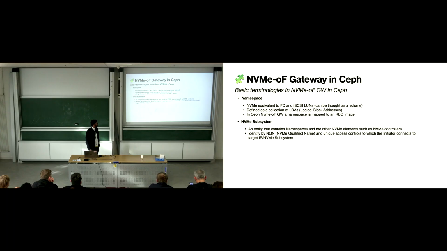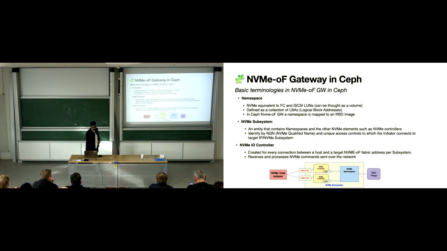RBD image is the same thing that we have in iSCSI. In iSCSI we have the IQN, the iSCSI qualified name. Here we have the NVMe qualified name. And the IO controller is part of the subsystem. It's basically a connection. It maintains one unique connection to the client initiator, and that's where it's going to send NVMe commands to perform the respective operation.